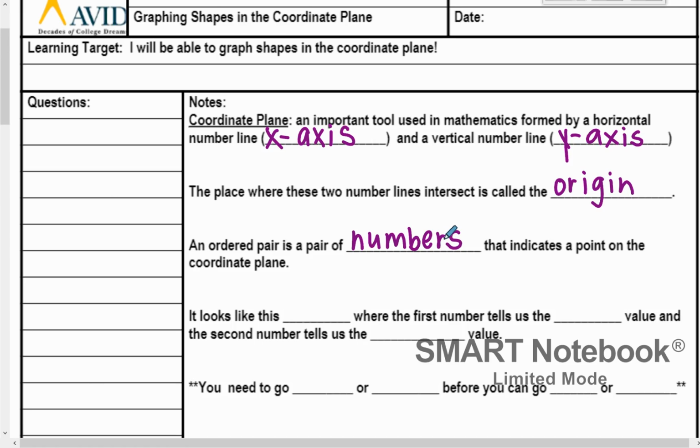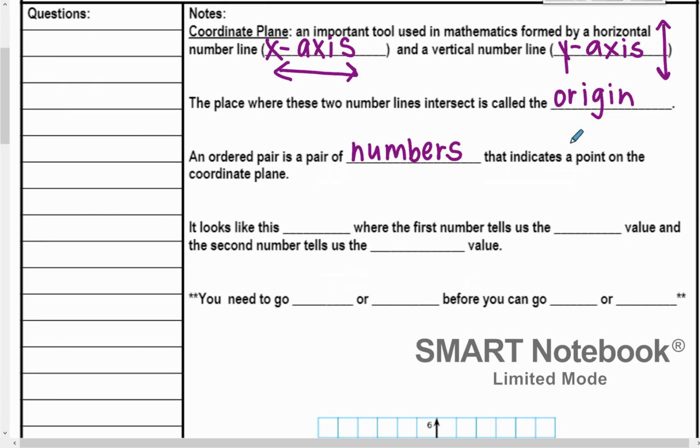Okay, so our x-axis is horizontal, so our x-axis goes left to right. Our y-axis is vertical, so it goes up and down. Okay. An ordered pair, let's jump back to what an ordered pair is. So it's a pair of numbers that indicate a point on the coordinate plane. It looks something like this.